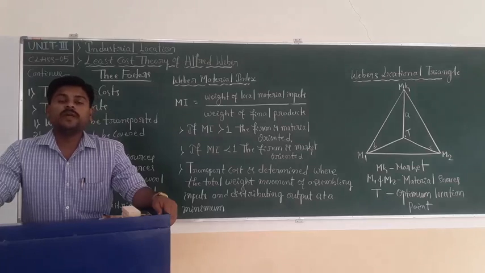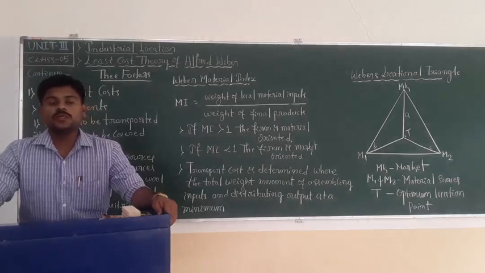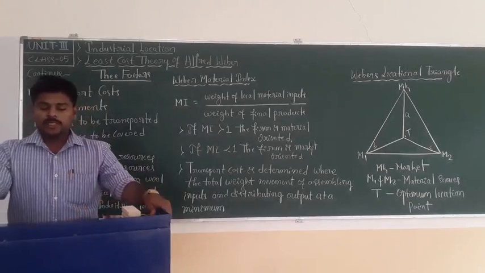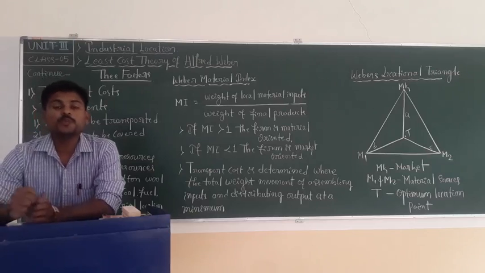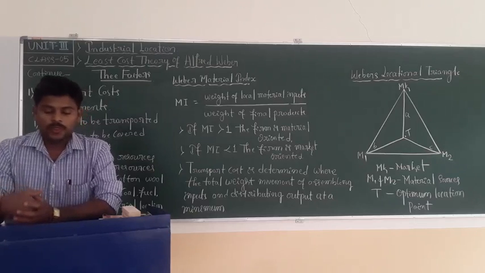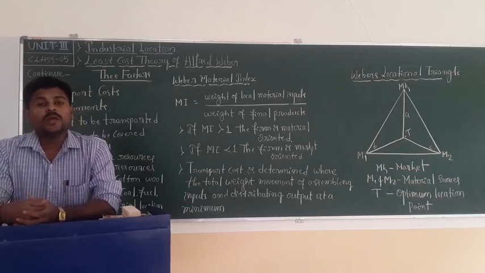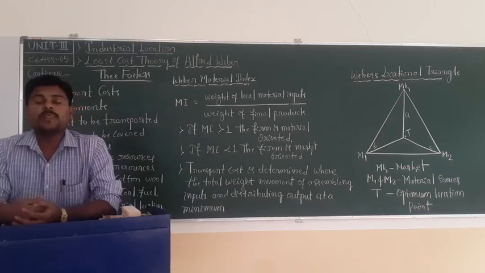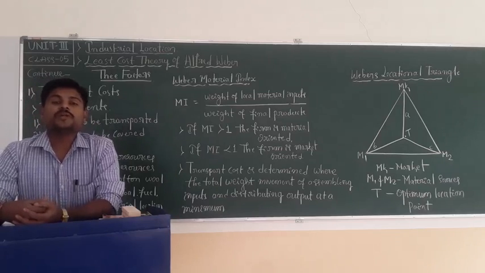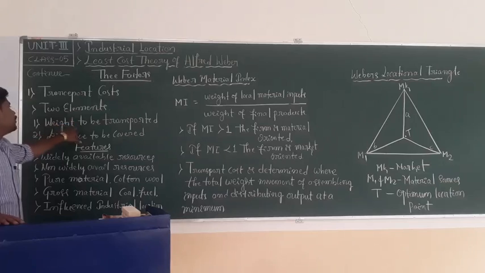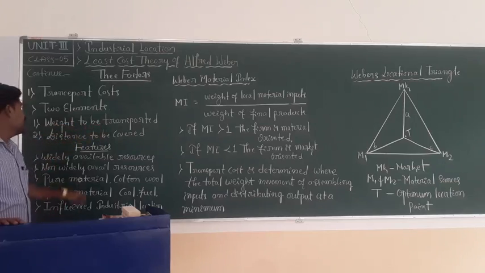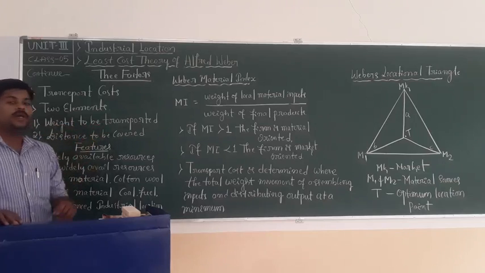The first factor is transport cost. According to Alfred Weber, transport cost is determined by two basic elements of industrial location. What are the two basic elements in determining industrial location according to Alfred Weber? The two elements are the weight to be transported and the distance to be covered.